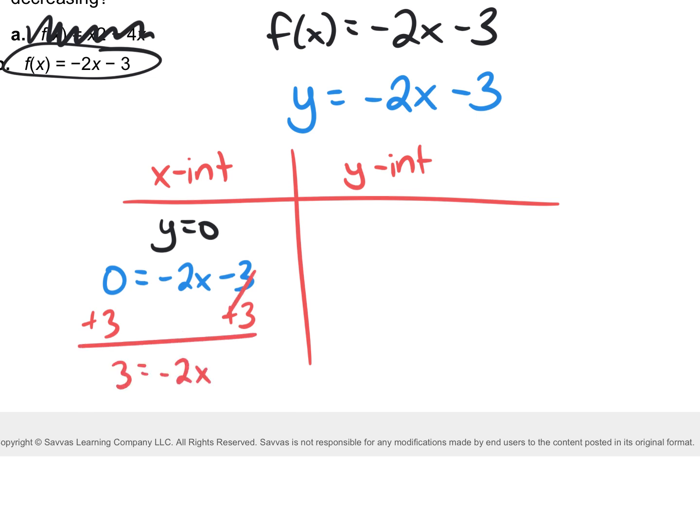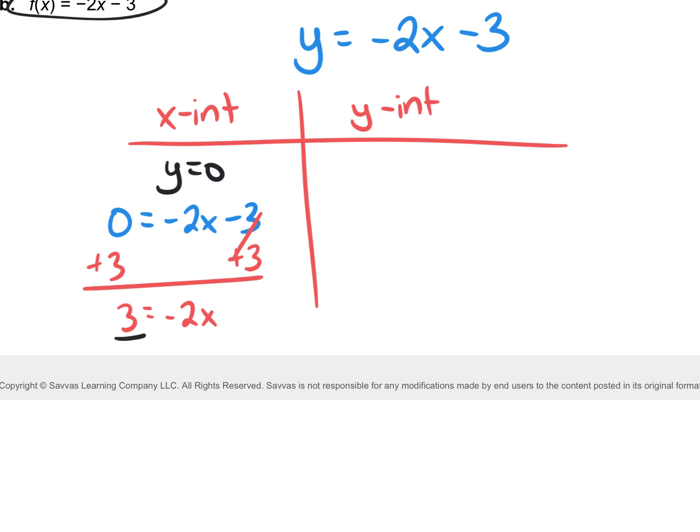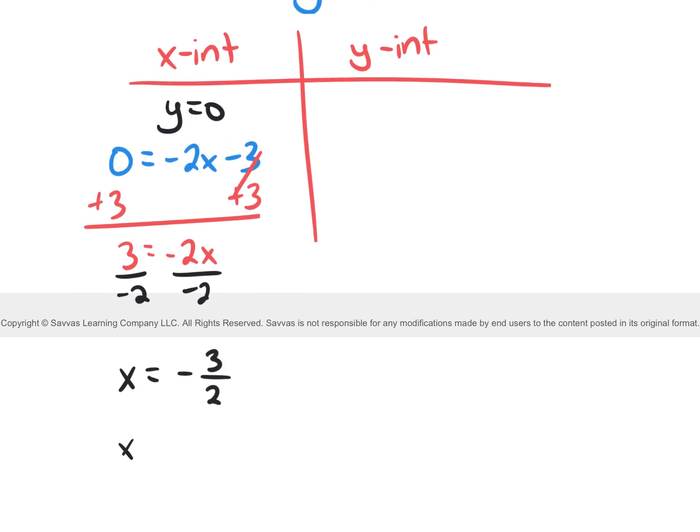From here, what do I do? Do I divide by 3 or negative 2? Yep, always divide by what's with the x. Now, I don't care if you had your answer as negative 3 over 2, or what did some of you have? I'm okay with either of these. They mean the same thing. Okay?